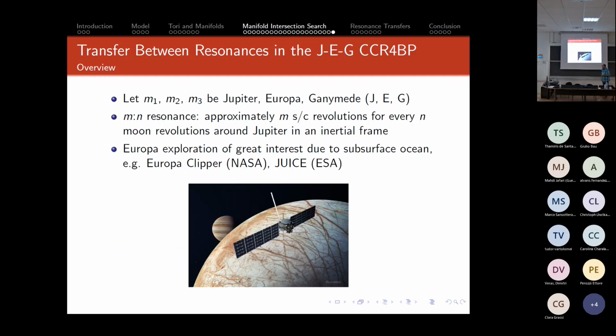Now, finally, we want to use all this for actually looking for these resonance transitions. So let's say M1, M2, and M3 are Jupiter, Europa, and Ganymede. And just a notation, an M to N resonance means M spacecraft revolutions around Jupiter in the same time that the moon makes N such revolutions. And what we're really interested in is Europa. There's a lot of interest with Europa Clipper and the JUICE mission from ESA on exploration due to the subsurface ocean.